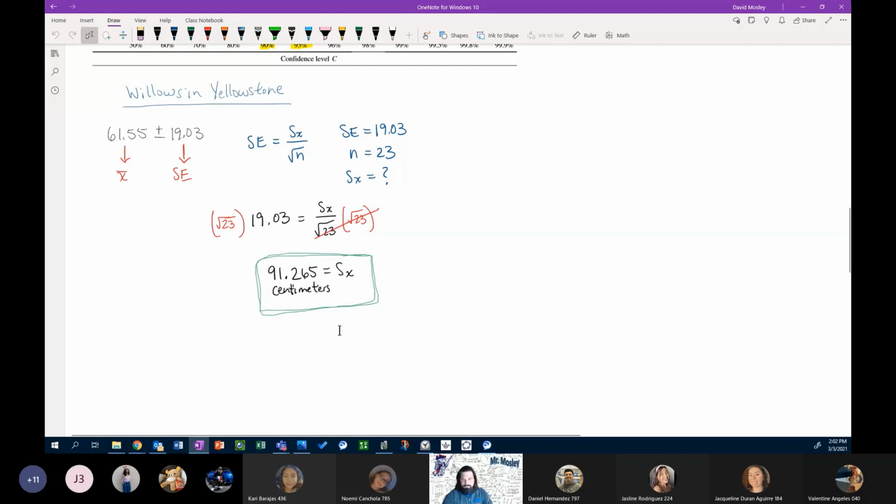All right. Is there anything I can clarify on this example? This one isn't exactly like finding an interval or calculating a sample size, but it's using the things that we've learned to find a missing value, manipulating an equation. It's kind of just going back to algebra. What can I clarify?